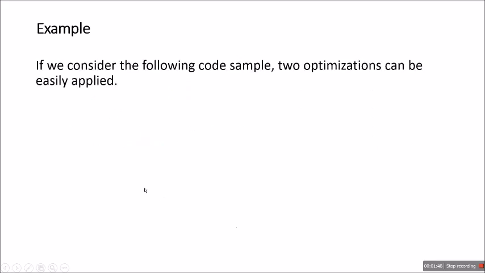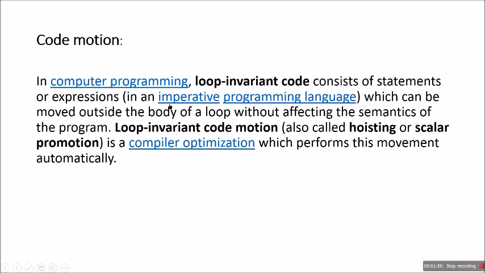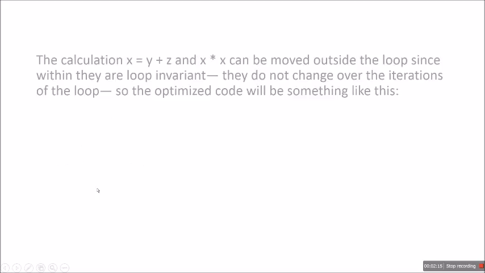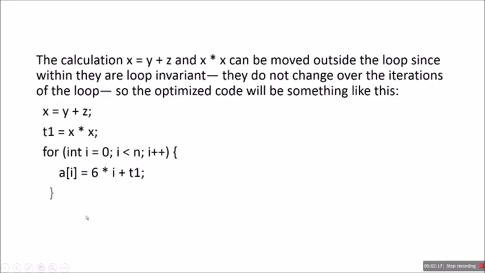Considering code motion in computer programming, it is also called loop invariant code motion. It consists of statements or expressions which can be moved outside the body of a loop without affecting the semantics of the program. Loop invariant motion is a compiler optimization which performs this movement automatically. Considering the example here, we do not need the values 6 star I plus x star x and x equal to y plus z inside the loop. These two expressions are not needed there. Keeping them out of the loop, we get the result like this.